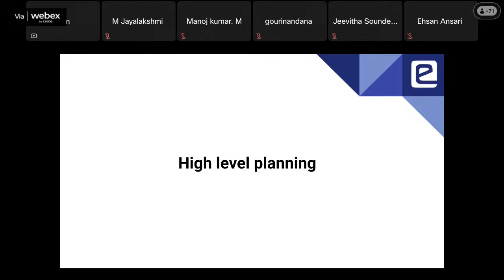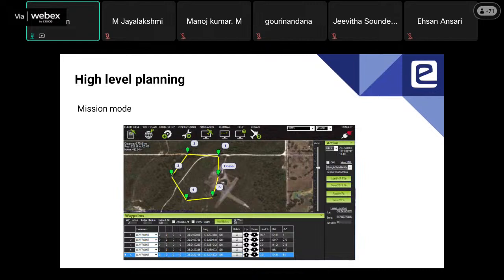Okay. So that was the basics of the control system that is happening in the quadcopter. Now we move on to some of the remaining topics, high level planning. These are all household topics, go through them. So high level planning is kind of mission planning, you can say.